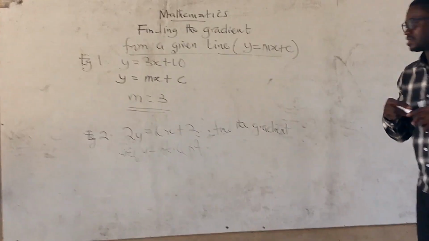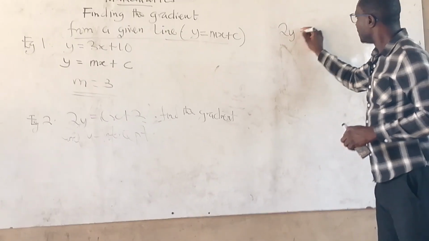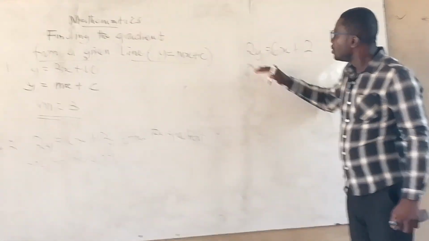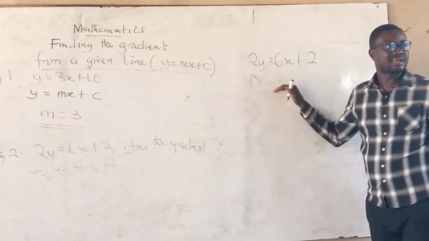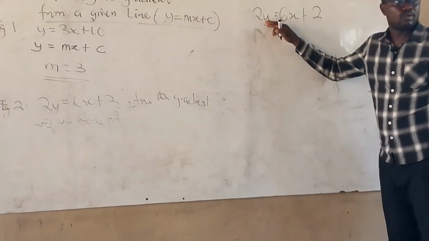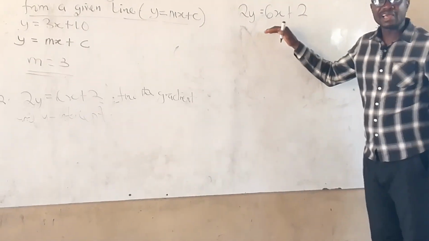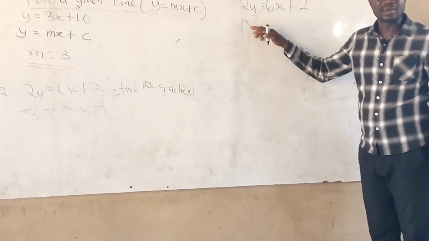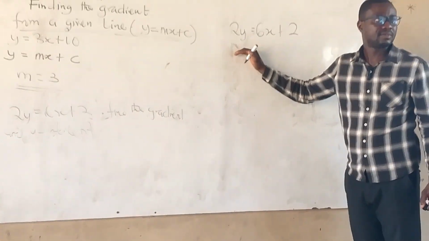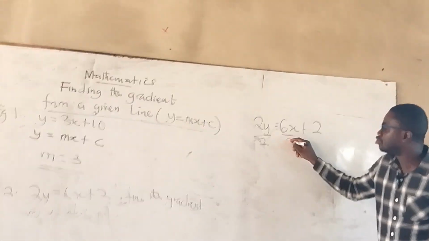So in that case, let's write the equation there. 2y is equal to 6x plus 2. We want to make y the subject, so we want only y to stand on its own. If you look at this expression, what number is attached to y? What number is attached to y? 2. So we have to move the 2 from there. How do you move the 2? Divide each side, everything, by 2.